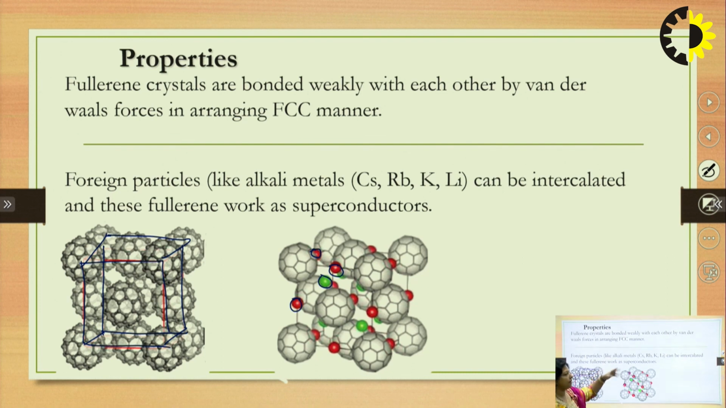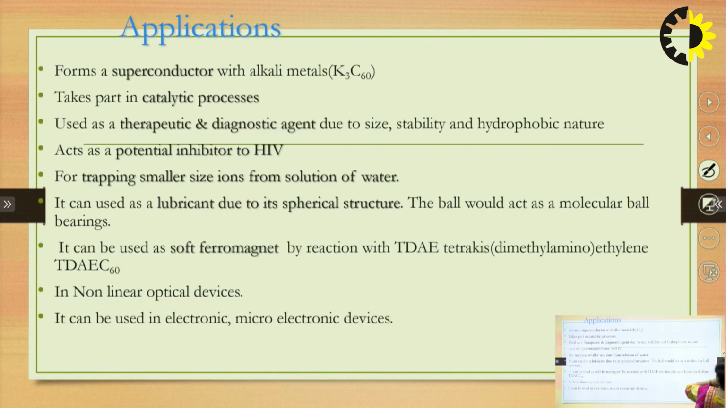Alkali metals are s-block metals, and thus they have a very small size, and thus it can be used for superconductors. So, what are the applications? It can be used as superconductors with the intercalation method, as we have discussed earlier. Superconductor with alkali metals, takes part in catalytic processes, and is used as a therapeutic agent due to stability. It can be used as a potential inhibitor of HIV.